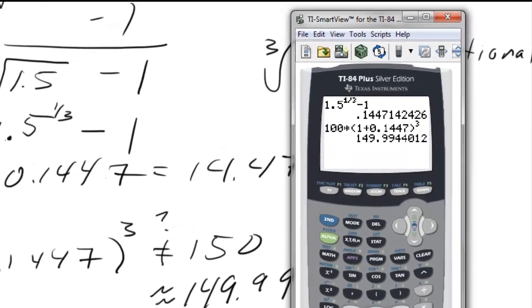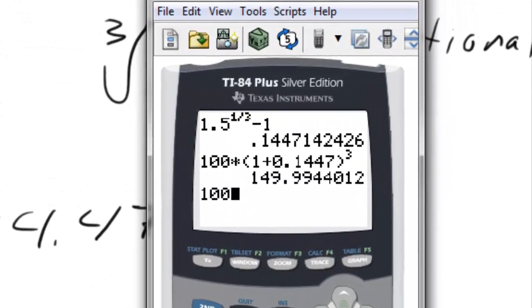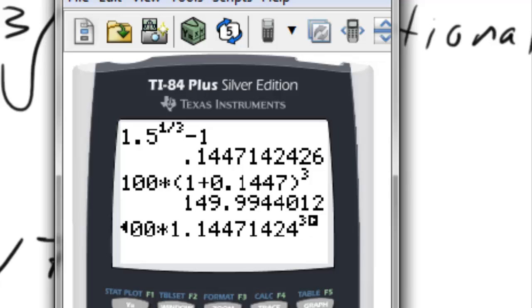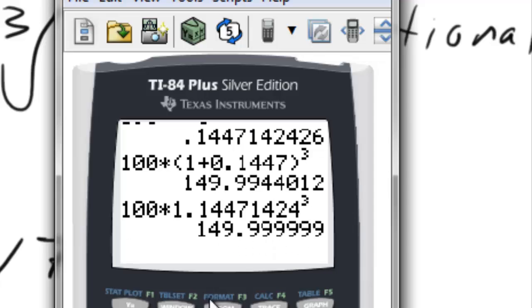All right, so this time we're going to do 100 times, and I'm going to do the addition in my head, not hard to do, 1.1447. And let's double our precision, hopefully, by doubling the number of digits that we go. So we're going to go 1424. Now this thing I'm going to cube. And if I don't get $150, I should get a little bit closer. And I do. It's $149.99999.